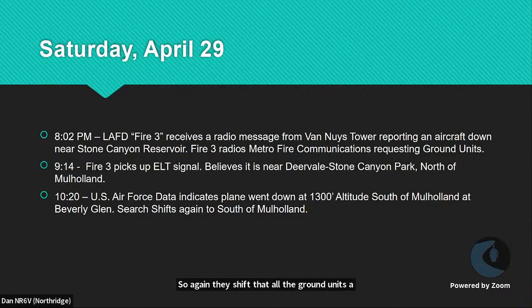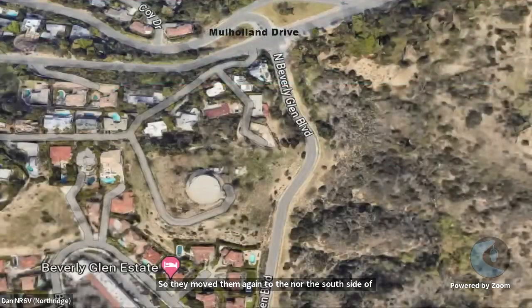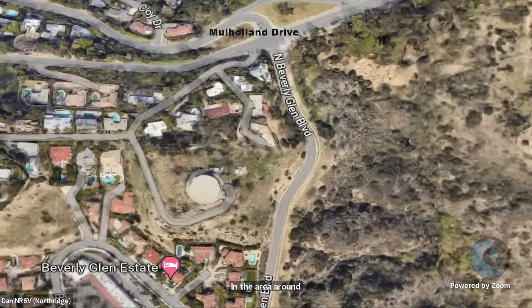The ground units had pretty much completed their search in the Deer Vale Park area and were ready to move somewhere else anyway. So they moved them again to the south side of Mulholland Drive, in the area around Mulholland Drive and Beverly Glen. The Air Force data had put the plane, at about 1,300 foot altitude, just under 1,400 at the ridge. So the foot search began again, and they searched the area.